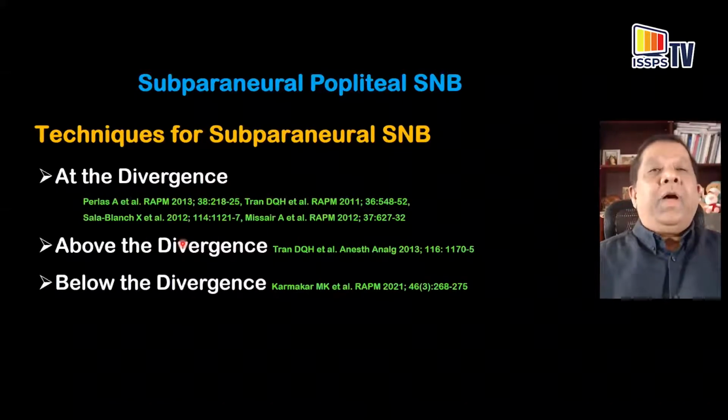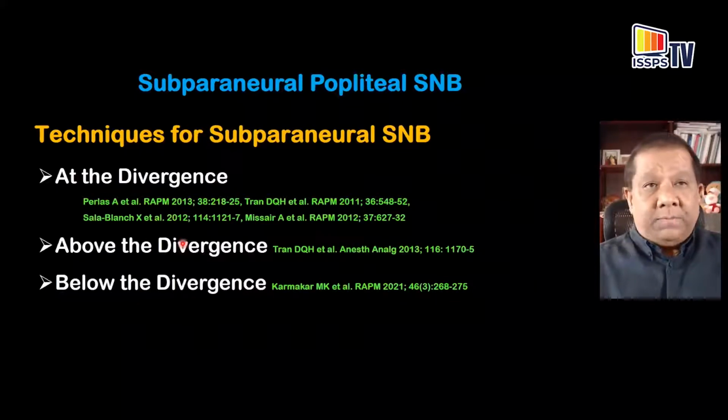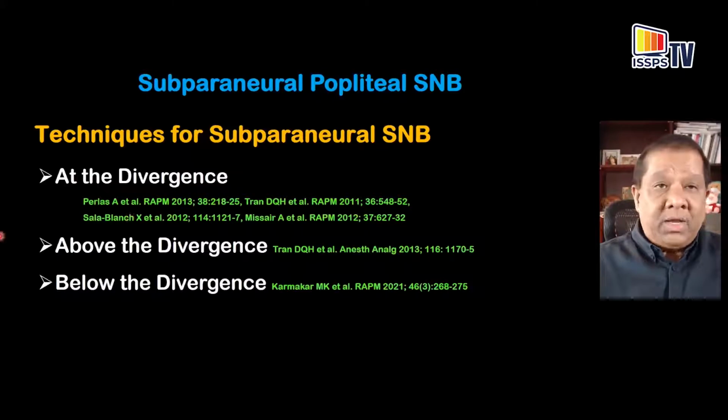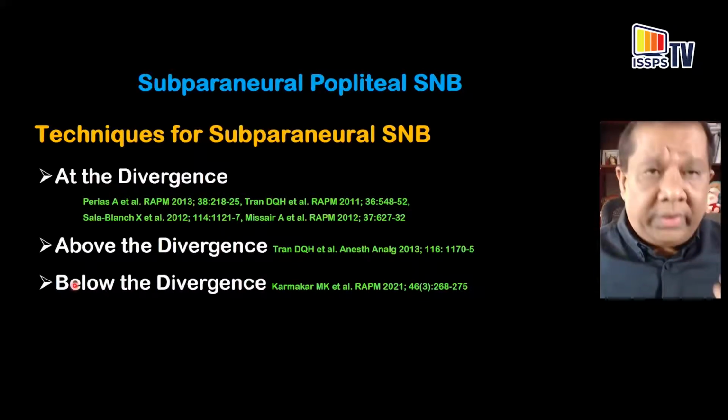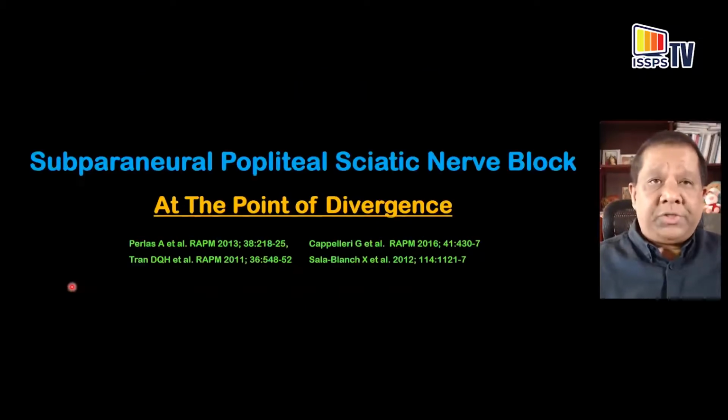Okay, so now when we do these blocks, as I mentioned, what I'm going to show you and demonstrate to you only pertains to the sciatic nerve at the popliteal fossa. Most of the published literature describes it as the divergence of the sciatic nerve, where they diverge into two, and there are numerous publications. Above the divergence, there's very limited data, and I will show you some of our work in respect to this with the subparaneural injection below the divergence.